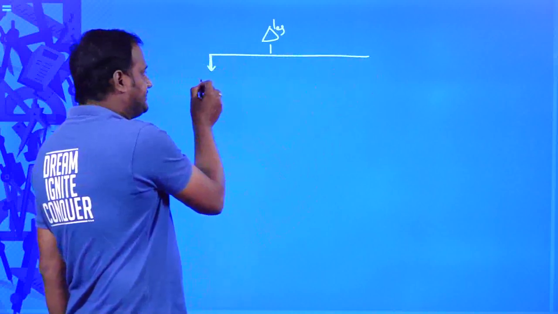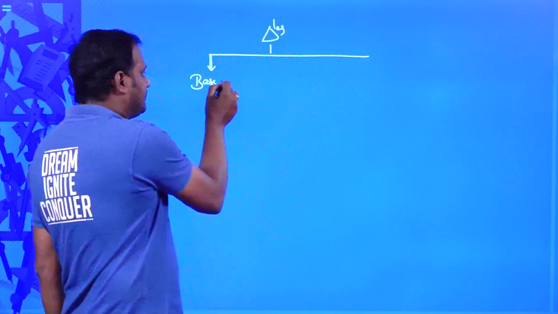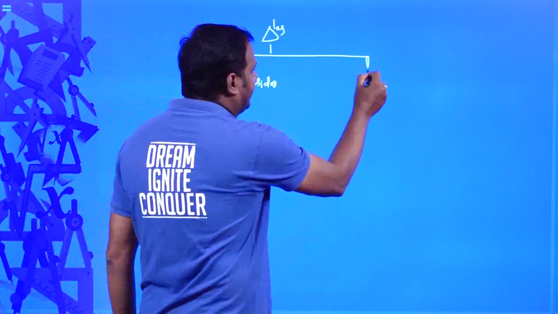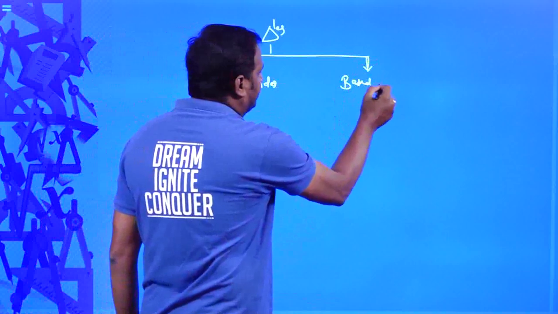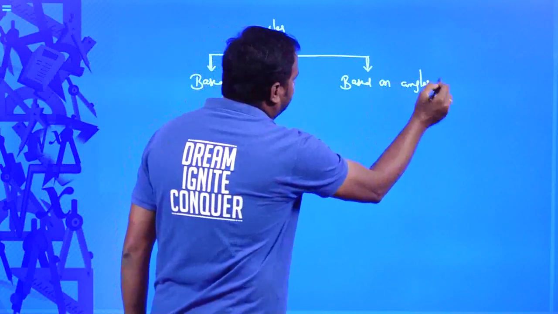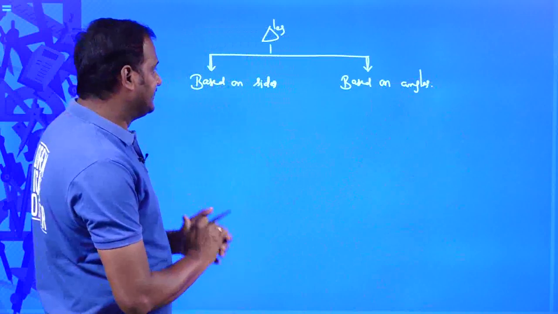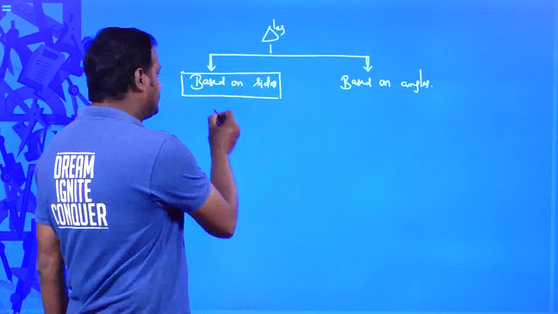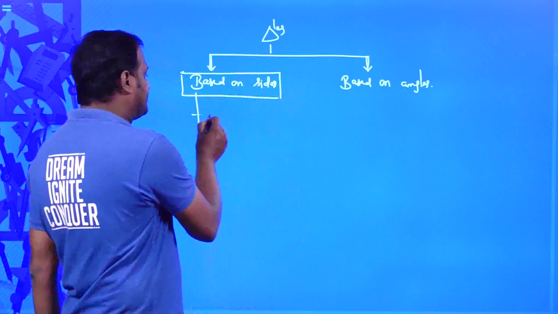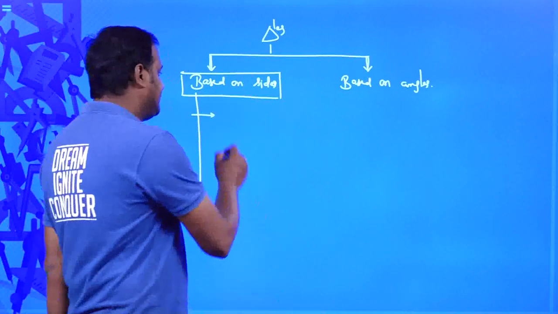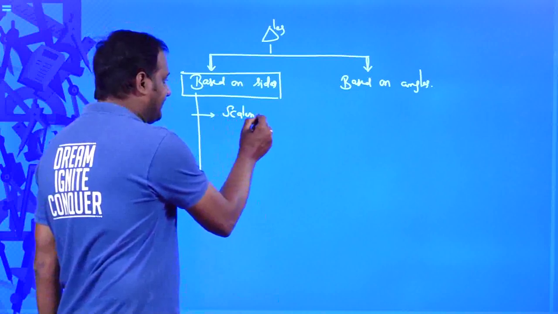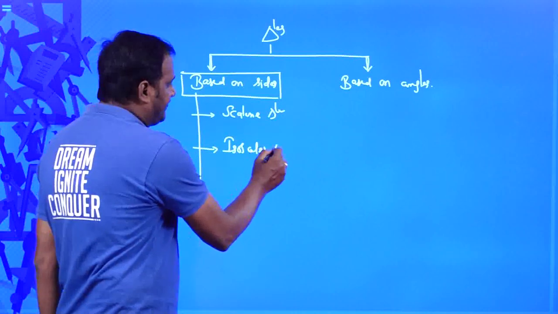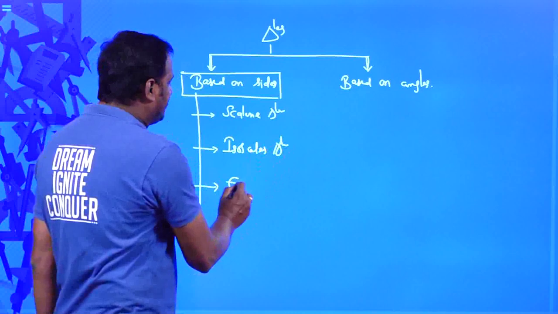The first type of triangle is triangles based on their sides. And another type of triangles are triangles based on their angles. Triangles based on sides as well as triangles based on angles. What are the triangles based on sides? Let us try to understand this. Triangles based on sides, there are three types of triangles. What are those three types? The first triangle is the scalene triangle, the second triangle is the isosceles triangle, and the third triangle is the equilateral triangle.